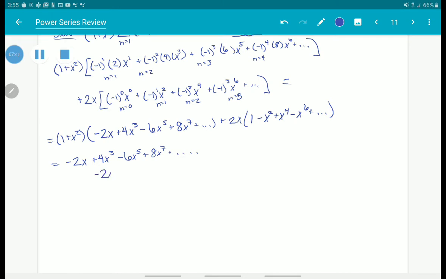going to be a negative 2x cubed plus 4x to the fifth minus 6x to the seventh, and then so on. And then let's distribute that 2x in here. So we're going to have a positive 2x. And once again, I'm lining up vertically.